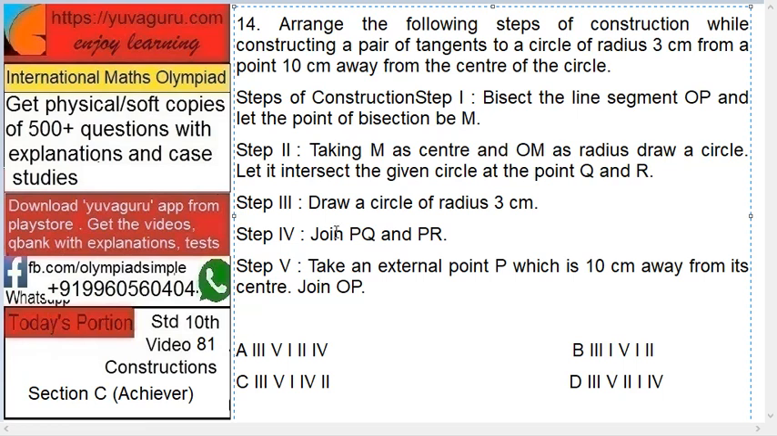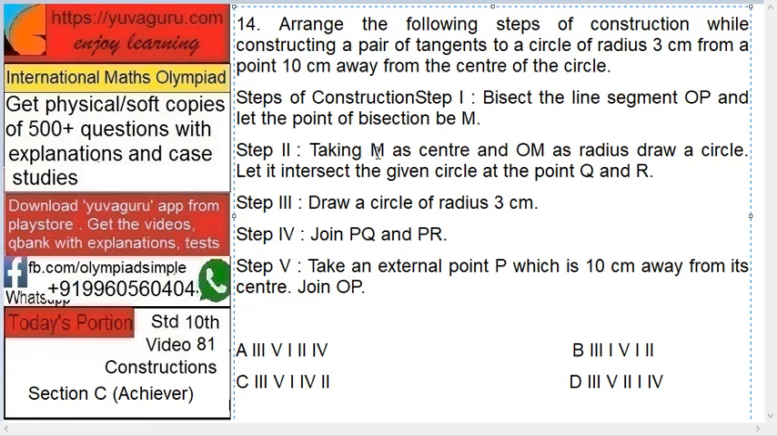So then what is first? Bisect the line segment OP and let the point of bisection be M. And what is second here? A gives 1 as the third step and D gives 2 as the third step. Taking point M as center. See here, can you get this step 2 as the third step? No. Why? Because taking point M, up to step number 5 we have not drawn M anywhere.